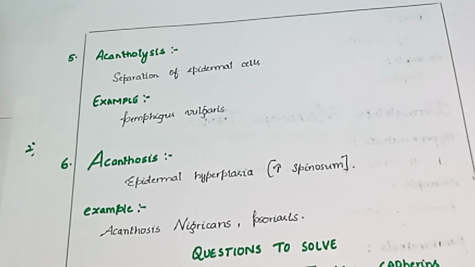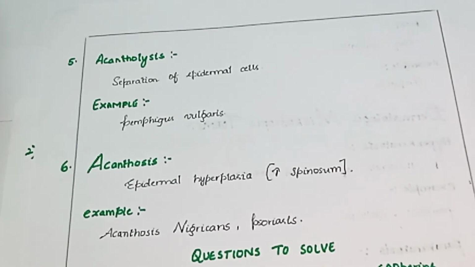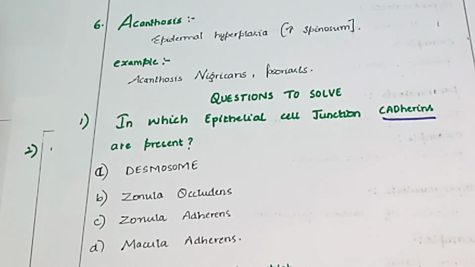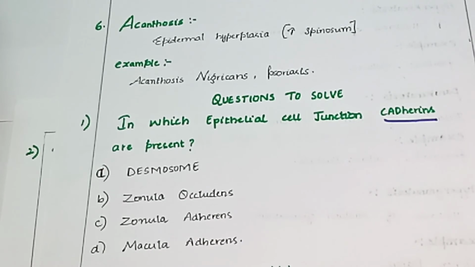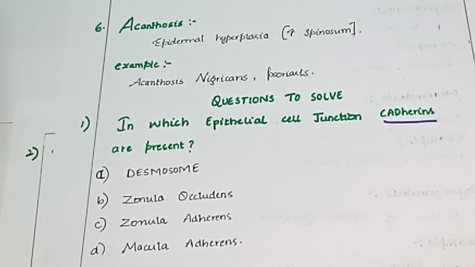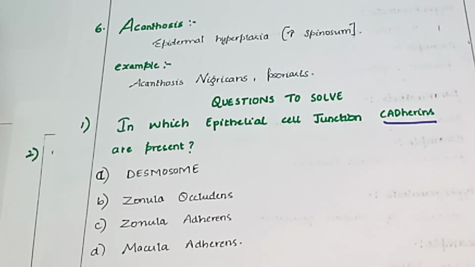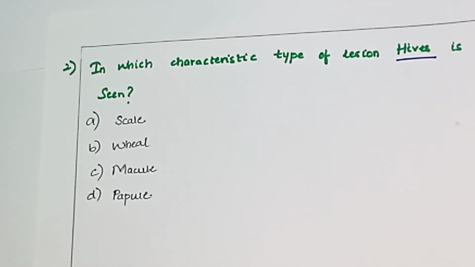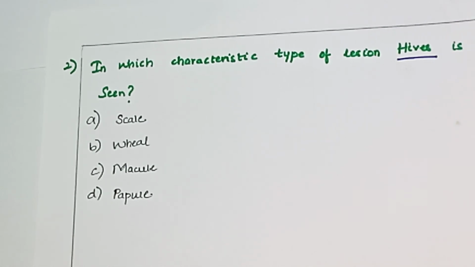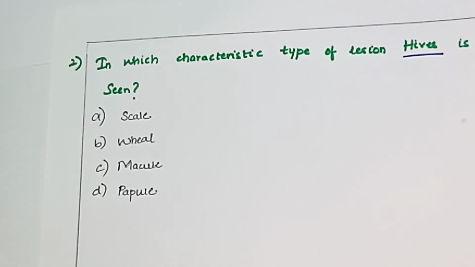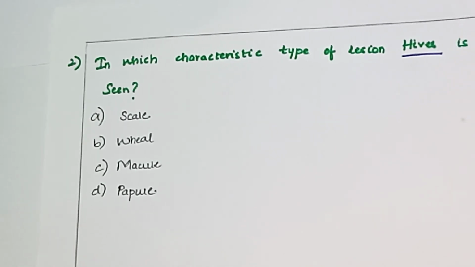Now let us see the questions to solve. In which epithelial cell junction are cadherins present? Options are A. desmosome, B. zonula occludens, C. zonula adherens, D. macula adherens. In which characteristic type of lesion is hives seen? Option A is scale, option B wheal, option C macule, option D papule.